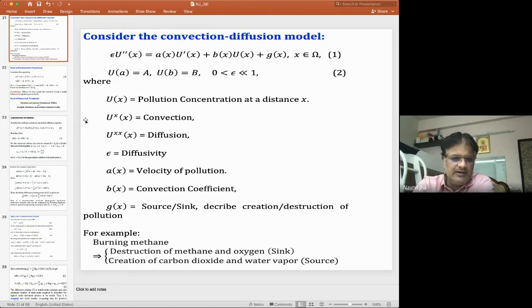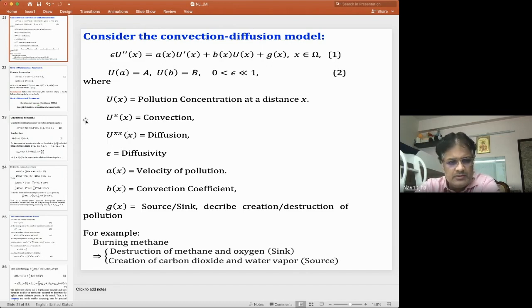So we take a convection diffusion model, which is epsilon u double prime, the second derivative of u with respect to x, equal to a(x) u prime(x) plus b(x) u(x) plus g(x). x is in a one dimensional domain. Epsilon is certainly positive, but it is a small quantity, and u is specified at the left end and right end. Here u(x) is pollution concentration at a distance x.